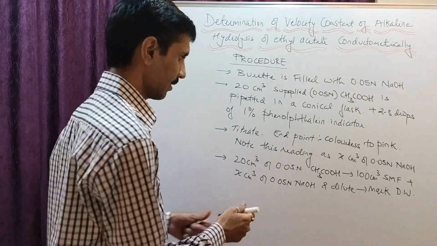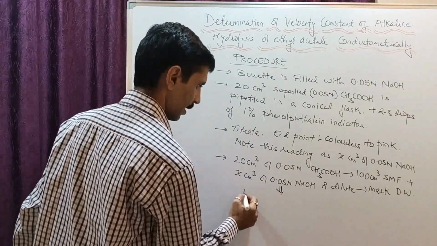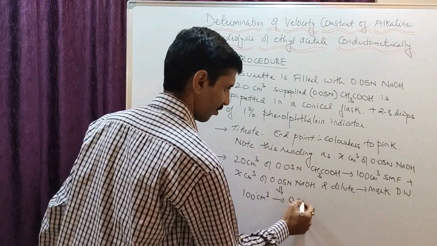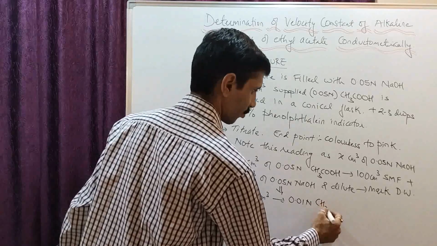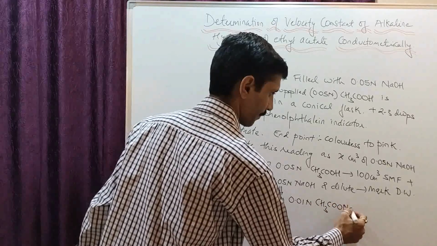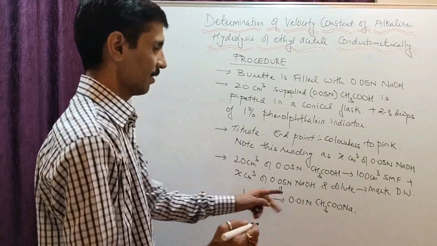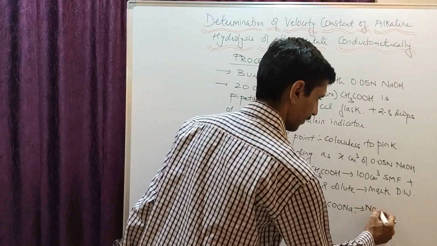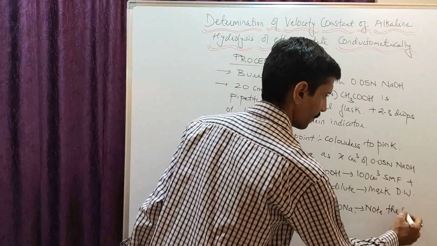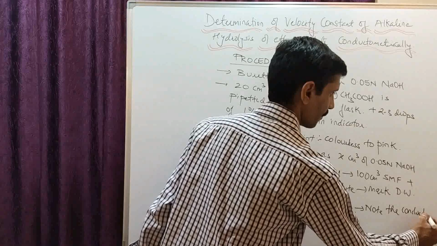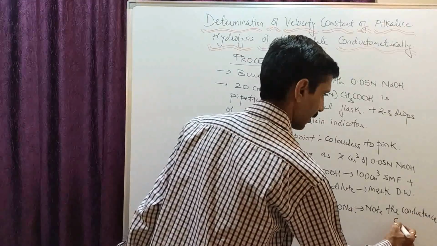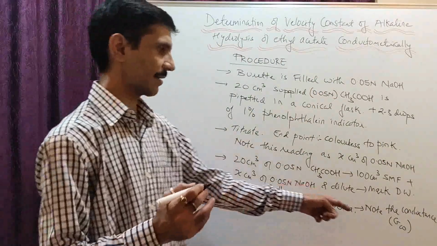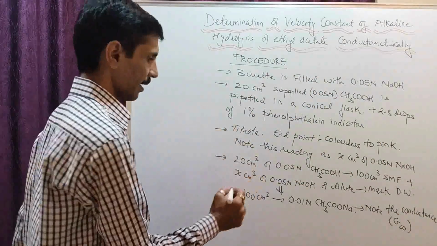So what will we get? This will give me 100 cm cube of 0.01 normal sodium acetate. Okay, this is going to give me what? 0.01 normal sodium acetate. Note the conductance, which will be denoted as G infinity. Okay, note the conductance as what? G infinity.